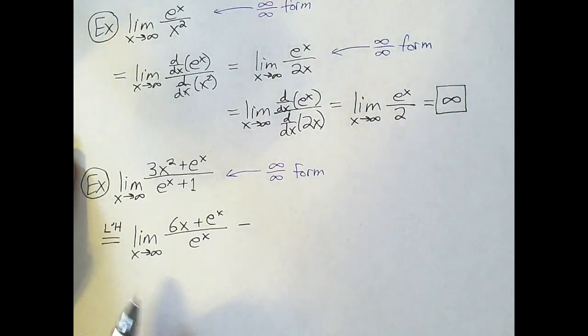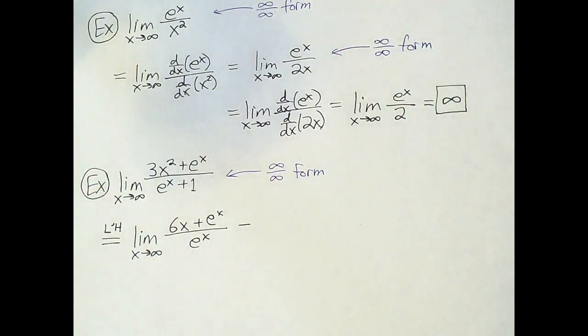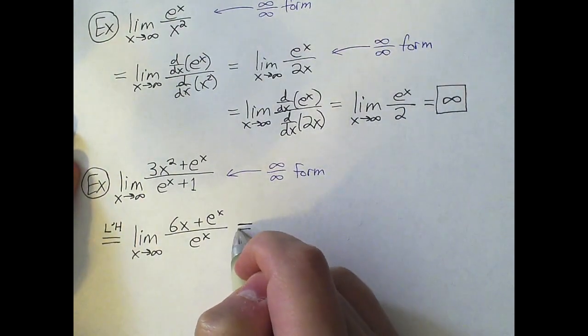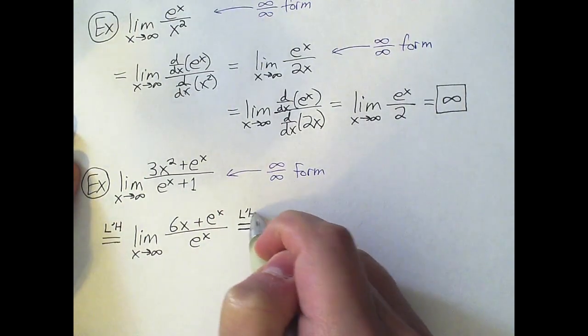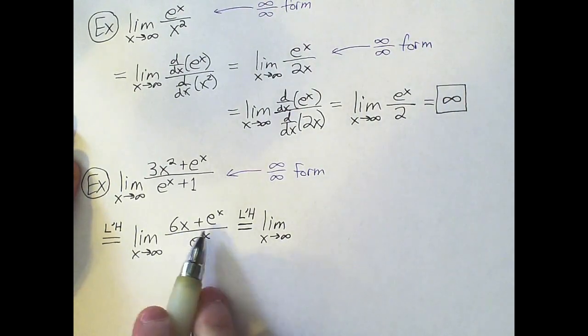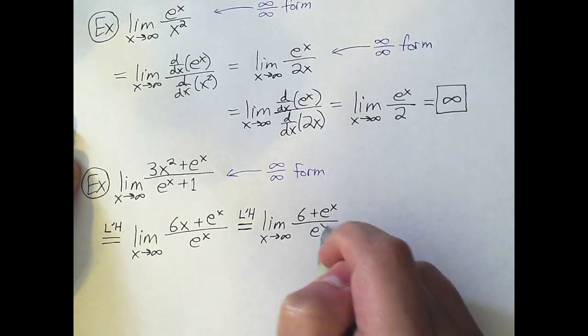Oh, wait, what do we need to do now? So look at this: 6x plus e to the x over e to the x. You could say that this is still an indeterminate form, and you could use L'Hopital's rule again. I see 2 different ways that we could deal with this. One way, and you might have done it this way, is apply L'Hopital's rule again. So what's the derivative of 6x? That's 6.